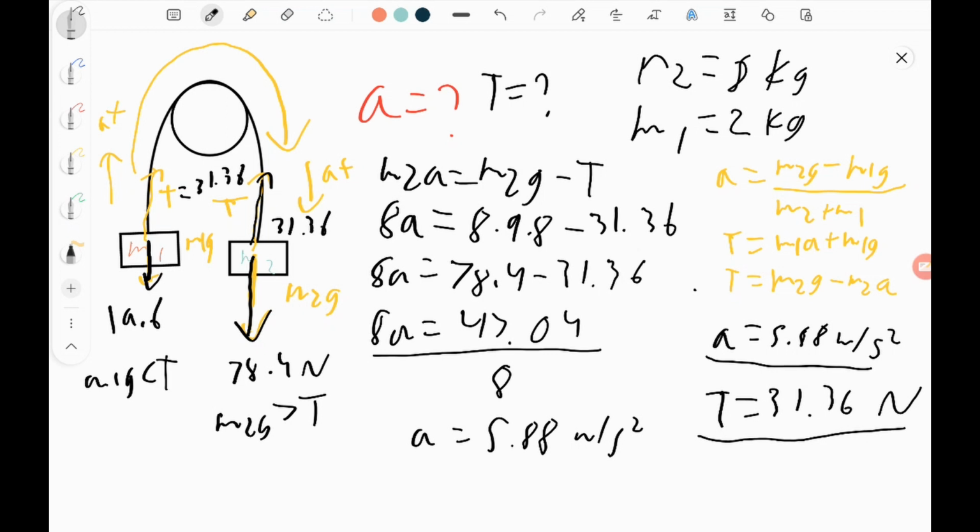So that's how these problems can be proved, and we can see that the acceleration is the same on both sides, just in different directions.